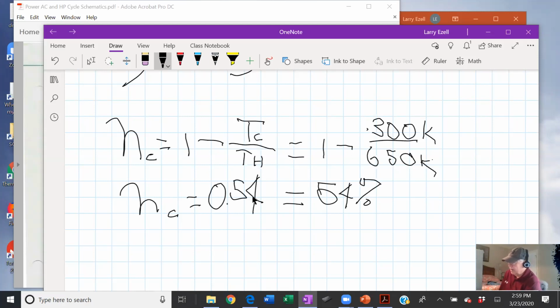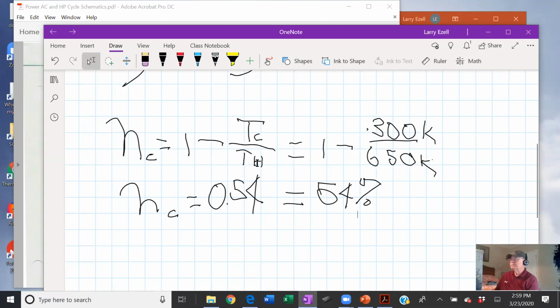We know we never can quite get there. If the efficiency is greater than 54%, it is impossible. If efficiency is less than 54%, it is possible. So that's your three outcomes you can have when you analyze a system. It can be impossible based on the Carnot temperature efficiency. It can be reversible if it's exactly equal to the Carnot efficiency, or it can be possible.